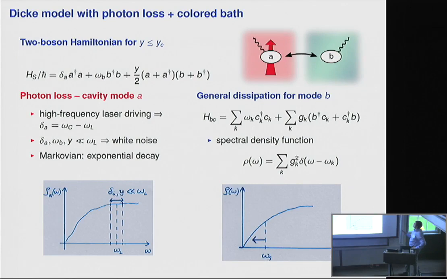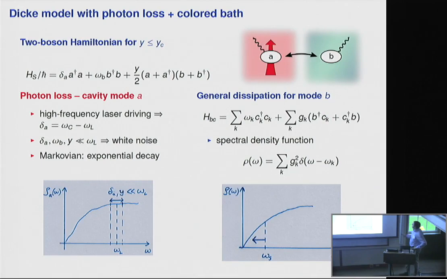And I assume very generally that this mode is a genuinely high frequency mode which is driven externally. So this frequency is in reference to a laser, a high frequency laser, and then this mode decays into the continuum at a high frequency. Whereas the other mode, which is this motional mode, is a genuinely low frequency mode. And for this one, I keep the interaction with the reservoir. It's some general linear interaction with reservoir modes.